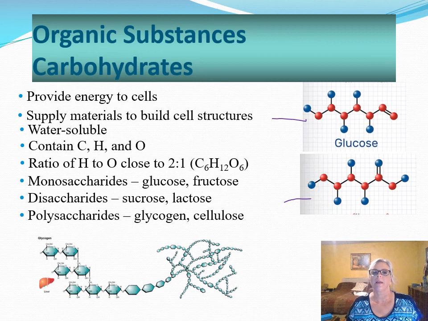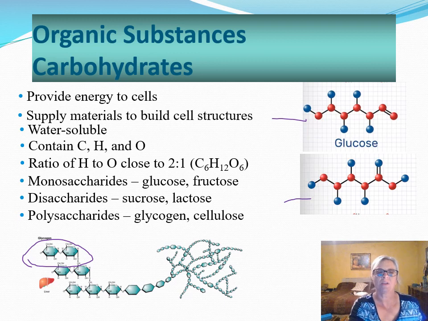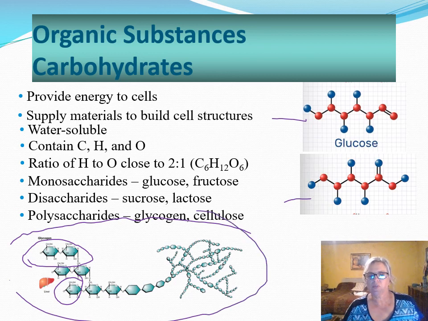That's going to be like glycogen and cellulose. And so you can see that here. This is the picture on the bottom. These are much more complex. So if I took two of these right here, that would be a disaccharide. If I took one, that would be a monosaccharide. All of this together, you can see it's very, very complex, and that is a polysaccharide, and that's going to be like cellulose or glycogen.